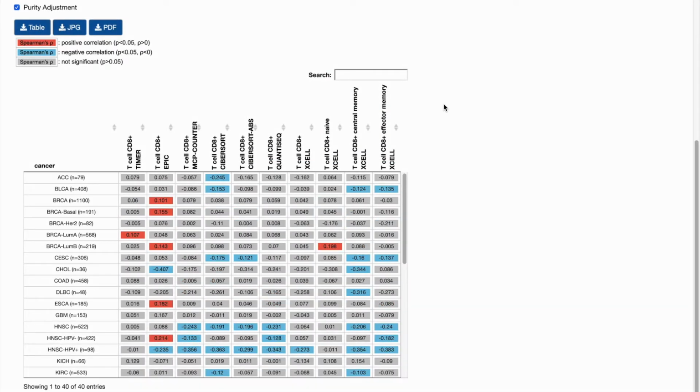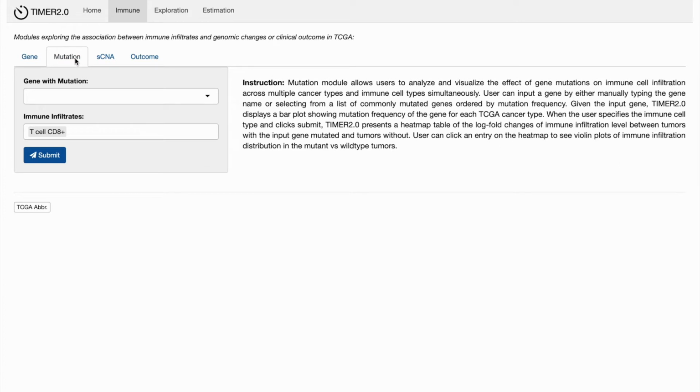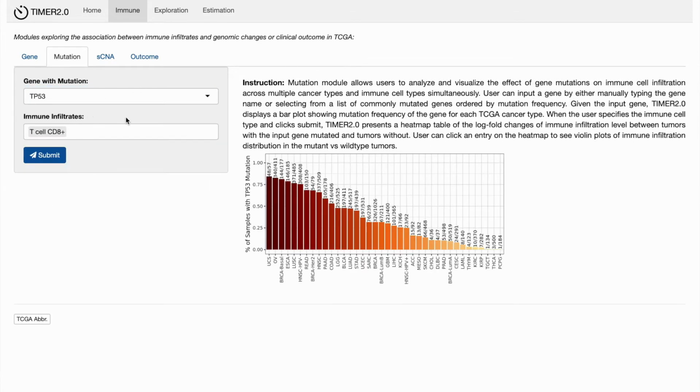Besides the gene expression, we could also check the relationship between mutation of a gene and immune cell infiltration. So we can go to the mutation module here. As we all know, TP53 is a tumor suppressor gene. So we can use TP53 as an example here. We can check the CD8 T cell infiltration between the TP53 mutant tumors and the TP53 wild-type tumors.